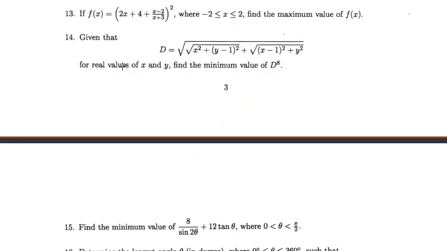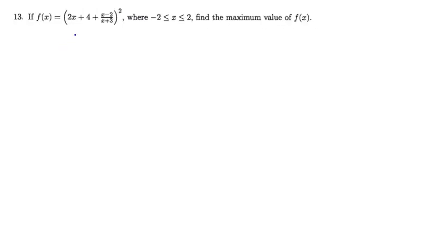SMO 2021 senior section first round, problem number 13. If f of x equals this, where x is greater than or equal to -2 and less than or equal to 2, find the maximum value of f of x. So when you have this function and you want to find the maximum value of f of x, you should consider endpoints and also differentiate. One useful and general idea is this.